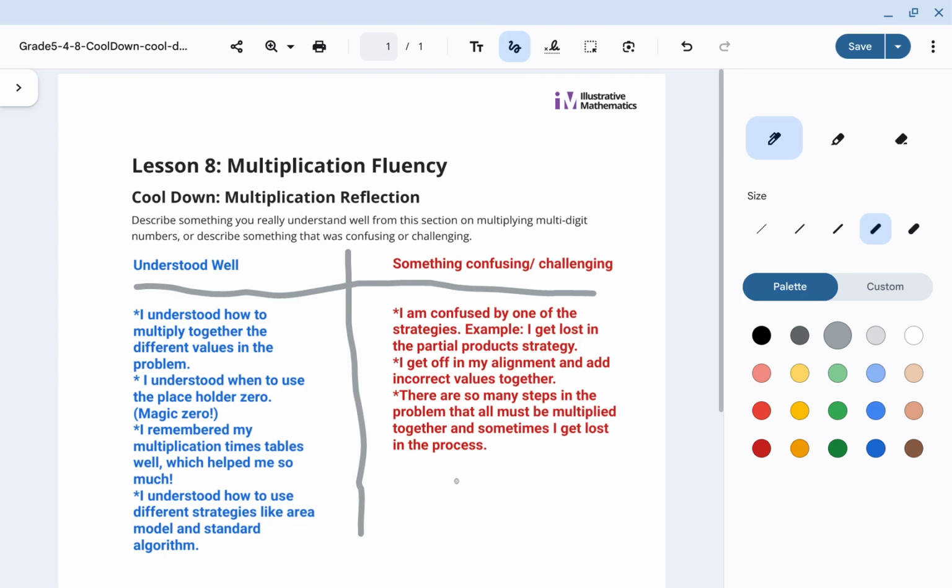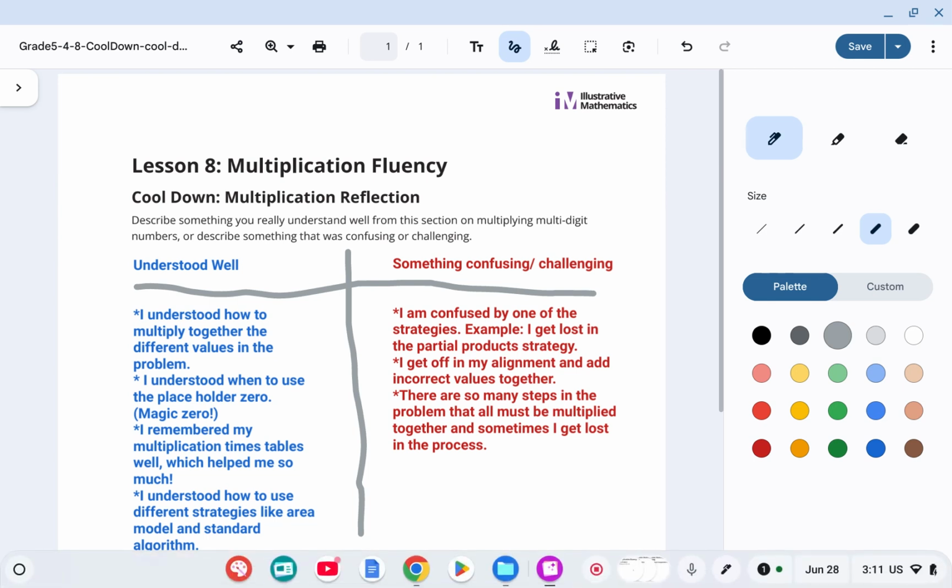Remember that practice makes perfect, or at least practice makes better. So the more that you practice this, the better it will get for you to not get so bogged down with the what am I doing and what's the next step, and it will get a little bit more seamless. Those are just some examples of some understood wells, some positives, and something's confusing or challenging, some things that we might still be working on to consider as we reflect on Lesson 8.